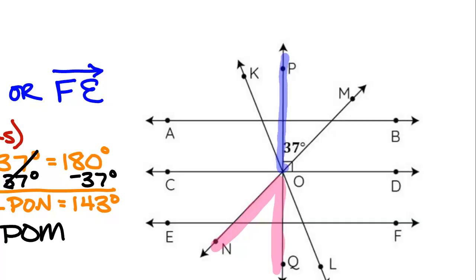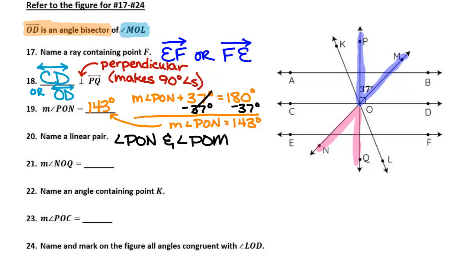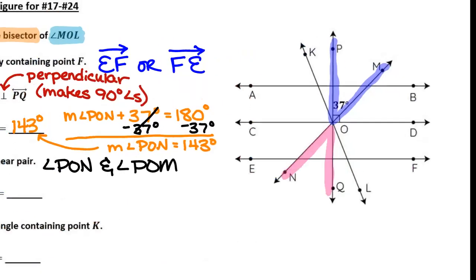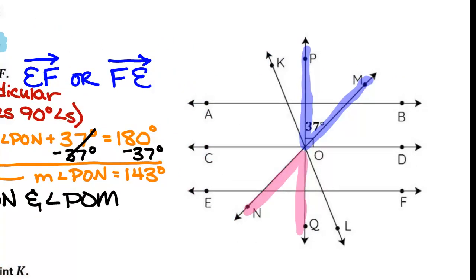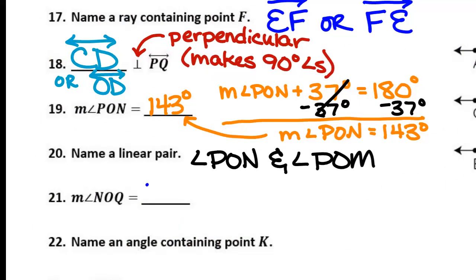Let's come back and look at this 37-degree angle, because these two angles have a very special relationship. This is another one of our specially named pairs. Those are vertical angles. And what's the relationship between 2 vertical angles? They are congruent. So if the one up on top, POM, is 37 degrees, how big is NOQ? 37 degrees.